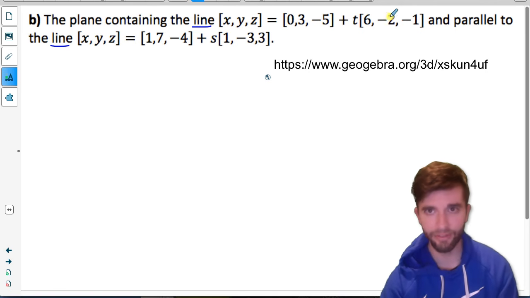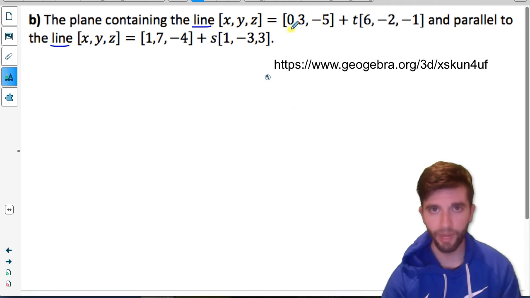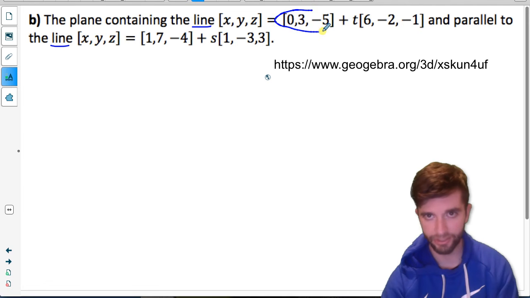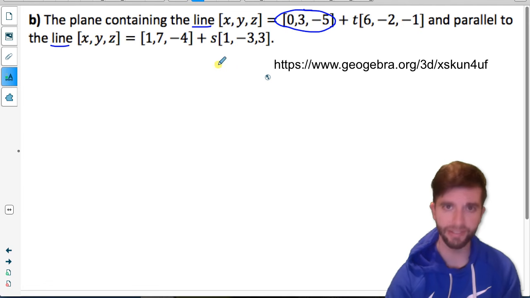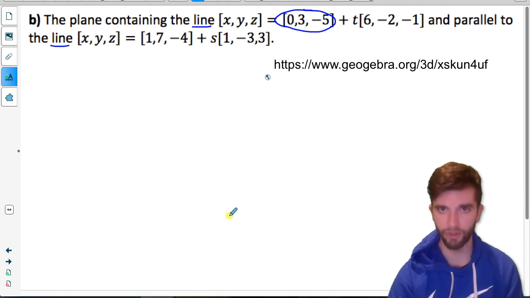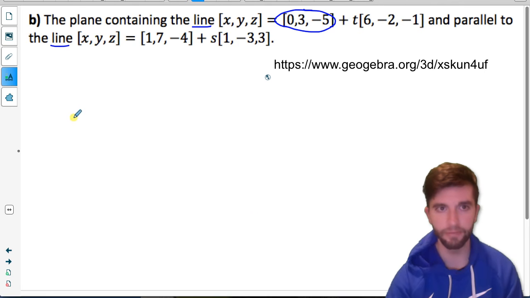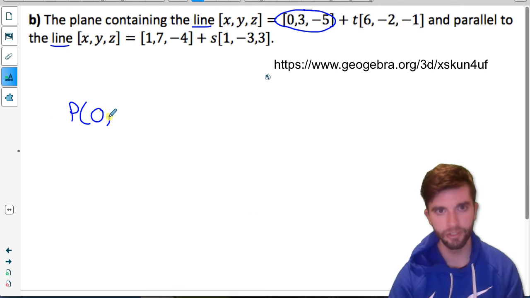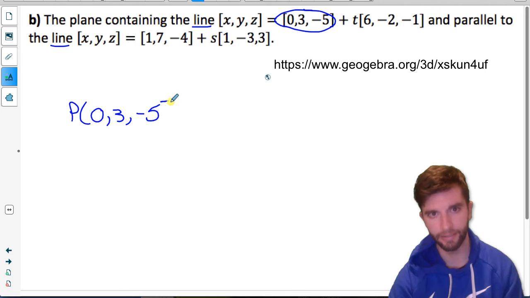So we know it contains this line. So that would mean that the position vector 0, 3, negative 5, we know that has its tip at the point 0, 3, negative 5. We know that point will be on the plane if the line itself is on the plane. So we know a point on the plane. Point 0, 3, negative 5.